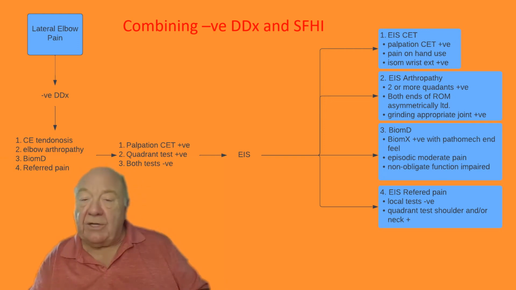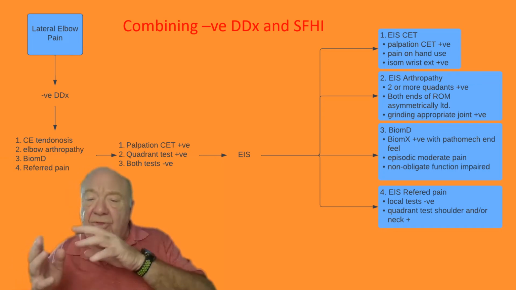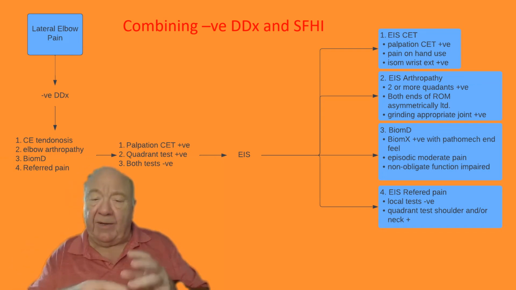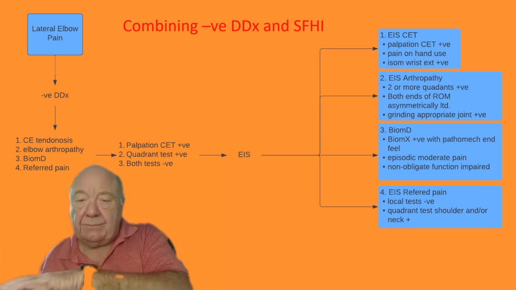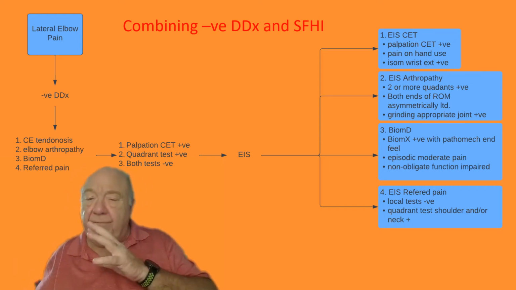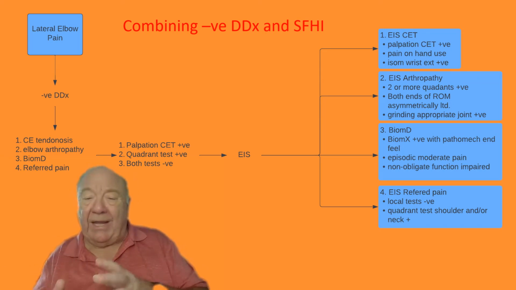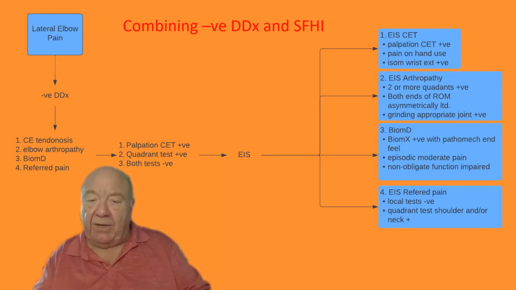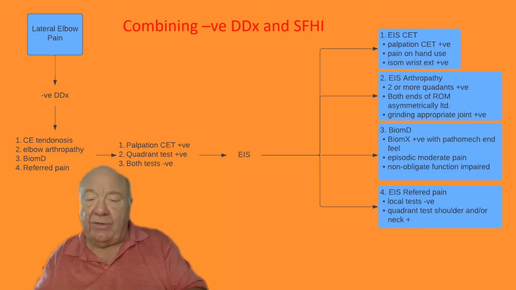For biomechanical dysfunctions, the quadrants will be positive, but the patterns will be a little bit different. Your biomechanical exam has to be positive. It's usually going to be pathomechanical, in which case you're expecting that jammed infill. But it could be one of the less common dysfunctions, such as hypermobility or pericapsular hypermobility. With jam joints anyway, it will be episodic and moderate pain, and there'll be a non-functional obligate impairment. And then for referred pain, as I say, all local tests are going to be negative. Quadrant tests and shoulder and neck quadrant testing will also be positive, one or the other.